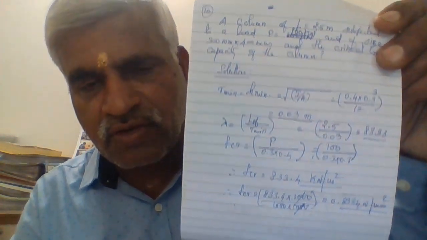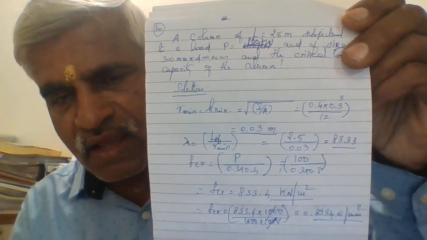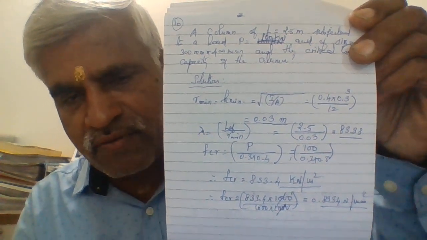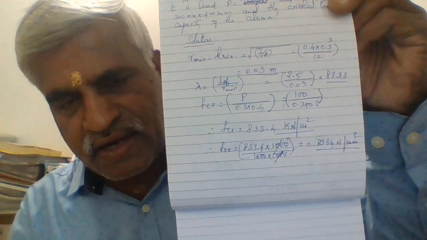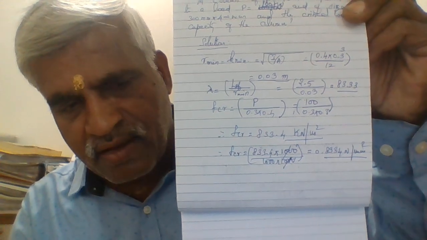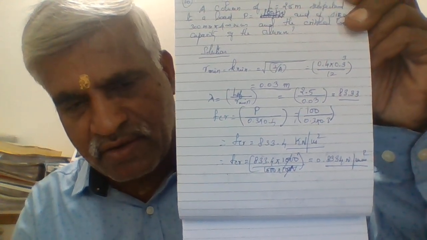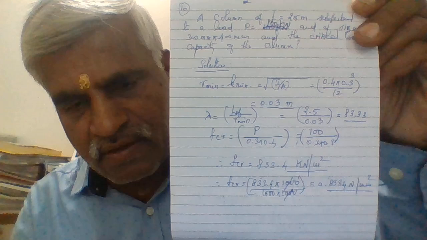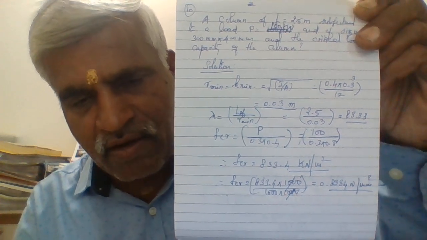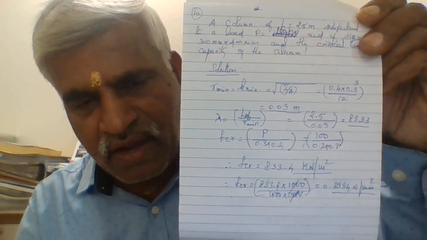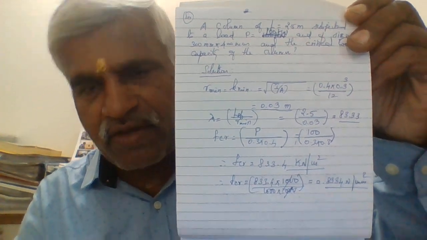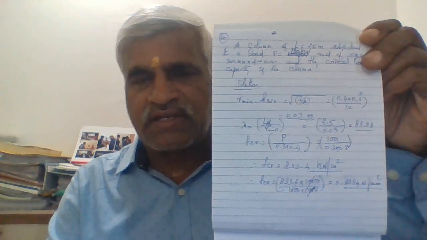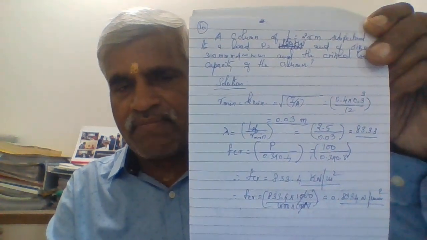Anyway, the problem worked out is shown here. This is the given problem. We find the lambda value, then find the crushing strength F CR. You can see that the value will be 0.8334 newton per square millimeter, or you can get 833.4 kilonewton per square meter. So this is how you have to find the crushing strength or critical load for a short column.